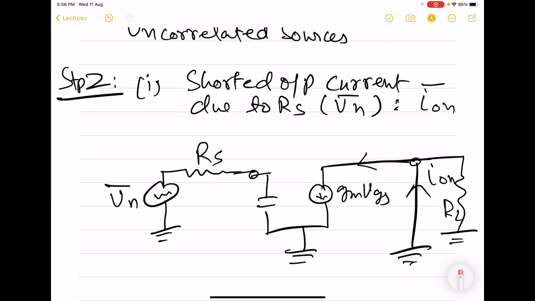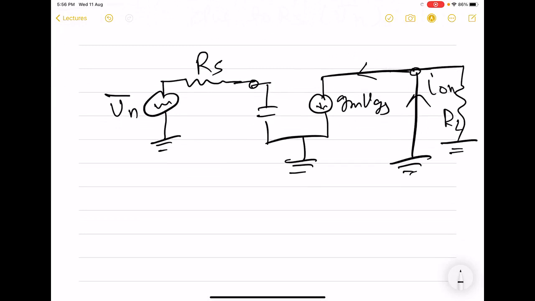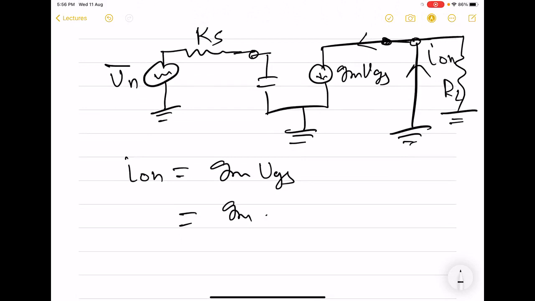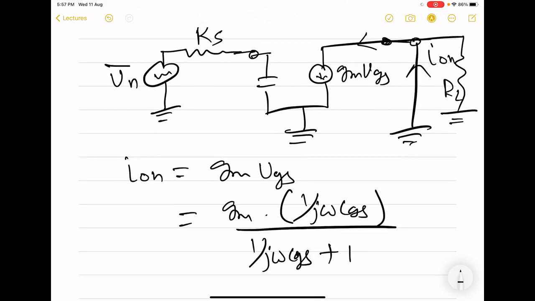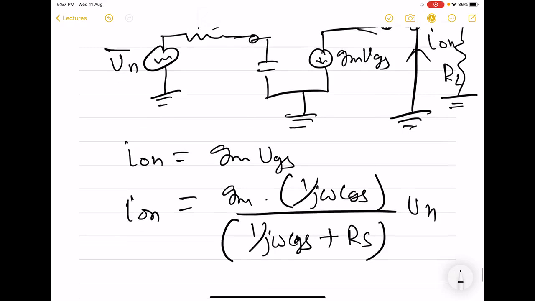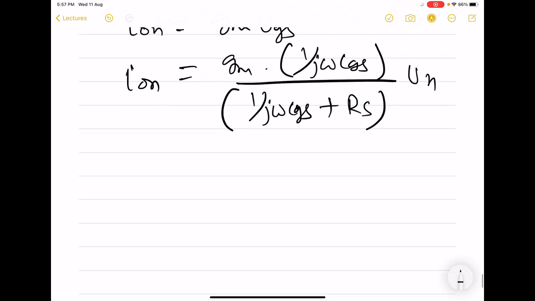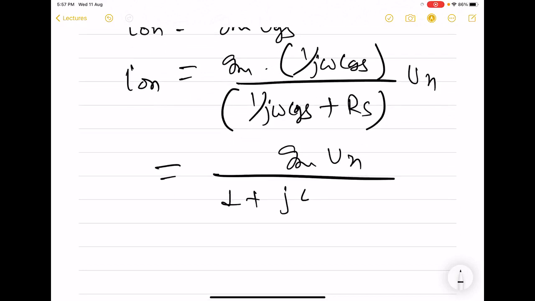We are designating it here by RMS, but actually we will be doing all this calculation in the time domain and then find out the mean square before we find the power. So ION is equal to gm VGS. Now we can substitute VGS. So this will be 1 by jωCGS divided by 1 by jωCGS plus RS, into VN. So this is ION. We can simplify it further. So this is the short circuited output current due to RS.